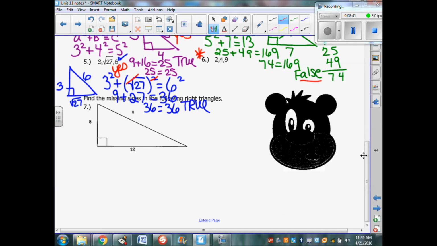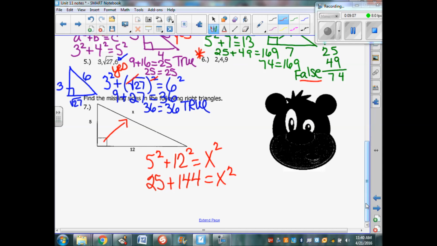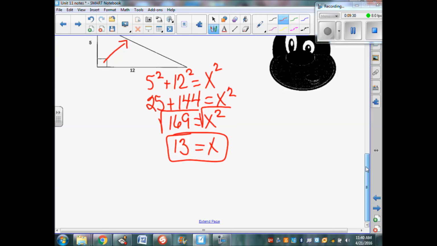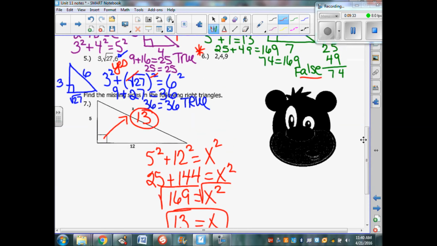Number 7 says find the missing side. So this is the hypotenuse, excuse me, that's the hypotenuse, my x. So I say leg squared plus the other leg squared equals the hypotenuse squared. 25 plus 144 equals x squared. So 25 plus 144 is 169. So what number squared gives you 169? To undo that, they're inverse operations, we'd say x is equal to the square root of 169, which is 13. So we just found the hypotenuse of that triangle.